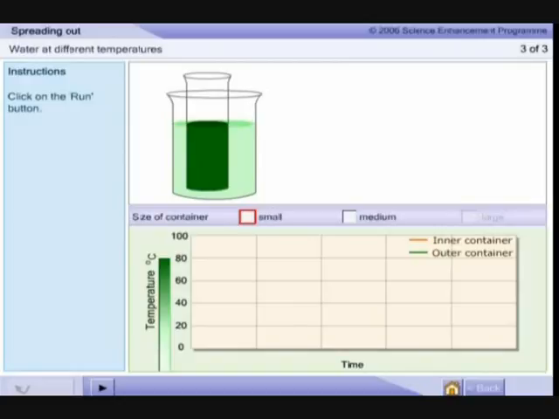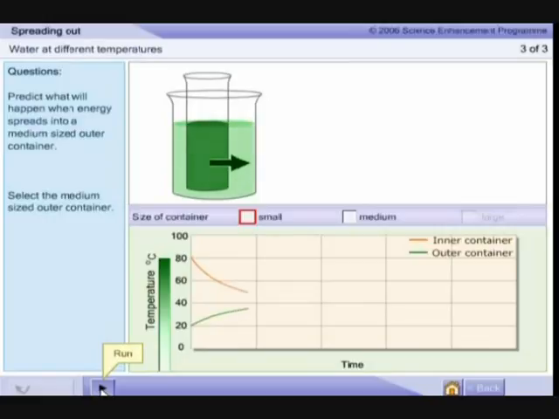Now green means temperature, and what we've got in the middle is a hot beaker, and on the outside is a cooler beaker, maybe a nice hot cup of tea in the middle and some cold water on the outside. And just like before, if I let the two mix, they will reach a steady temperature. They'll reach one temperature. In this case it's 40.